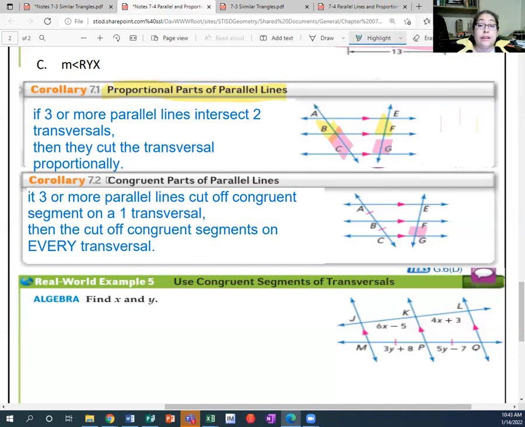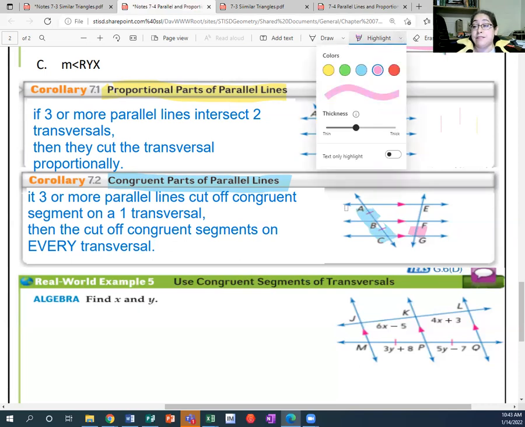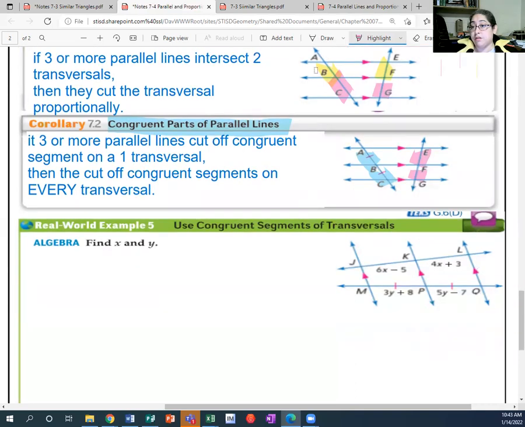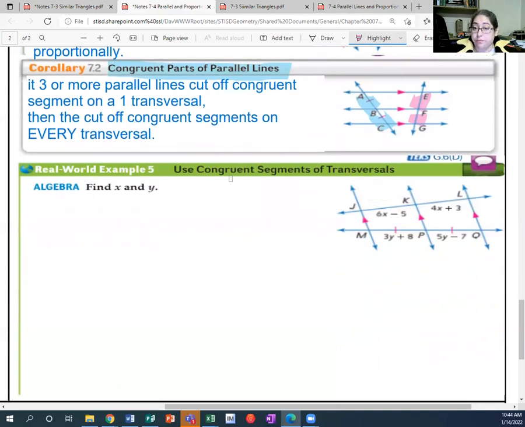The second corollary is that we get some congruent parts of parallel lines. From this idea, if one portion of this is congruent, notice these 2 now congruent to each other. If you have this set up, 3 parallel lines, two or more transversals, if it's congruent here on one piece, because they're proportional, these two pieces over here will be congruent as well.